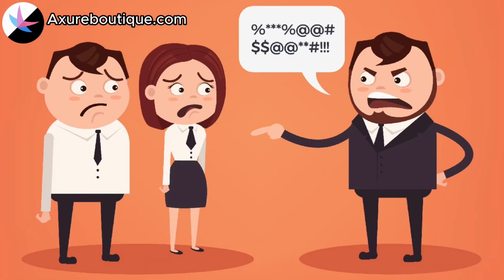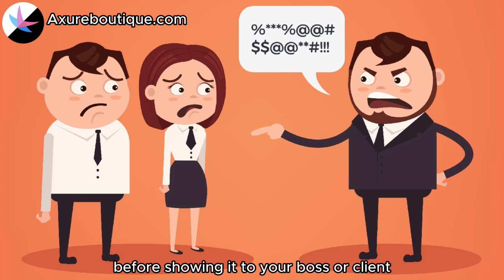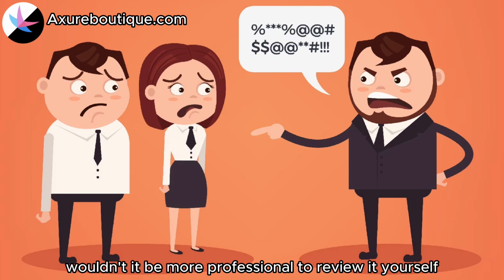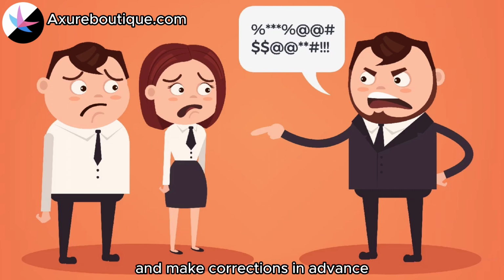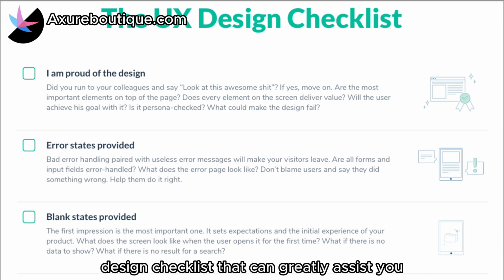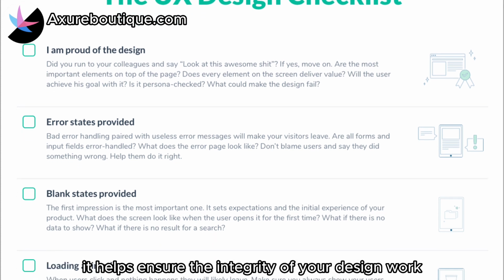Imagine this. If you don't perform a self-check on your completed design work before showing it to your boss or client, and then have to redo it due to errors, wouldn't it be more professional to review it yourself and make corrections in advance? During the design process of a product prototype, there's a UX design checklist that can greatly assist you. It helps ensure the integrity of your design work.